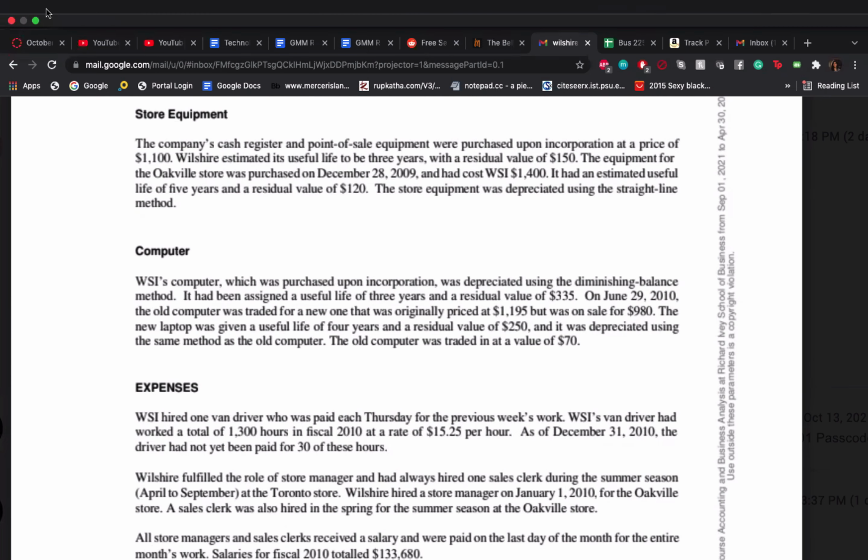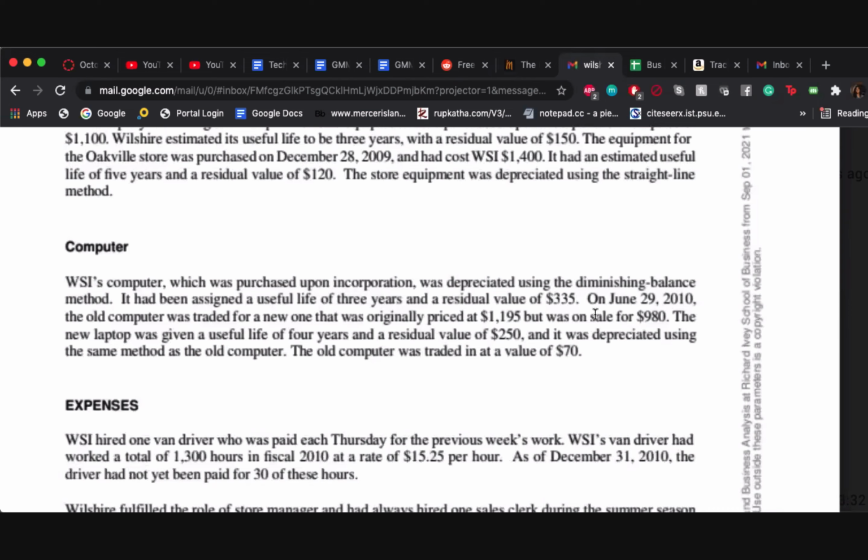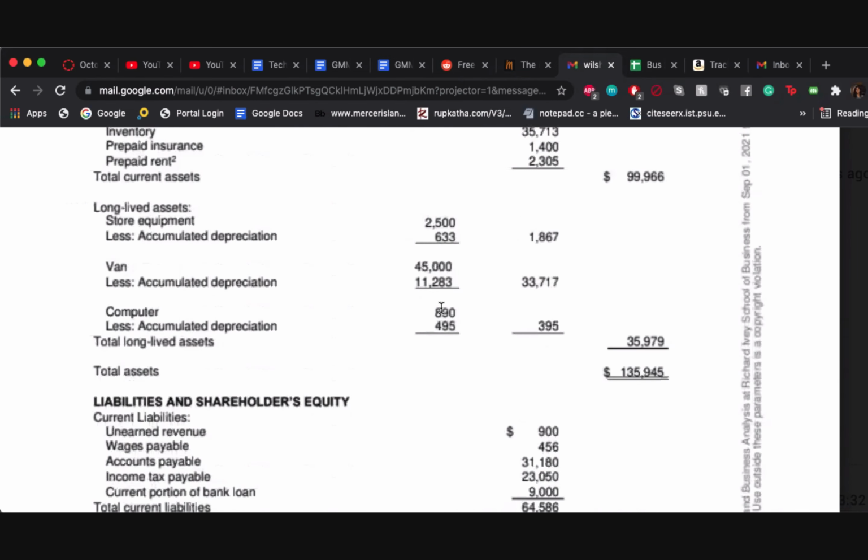They have been assigned a useful life of 3 years and residual value of 335. So the old computer was traded in for a new one that was originally priced at 1195 but was on sale. So what we need to do is once again go to the balance sheet and see what the value of the computer is. So we know it's 890.